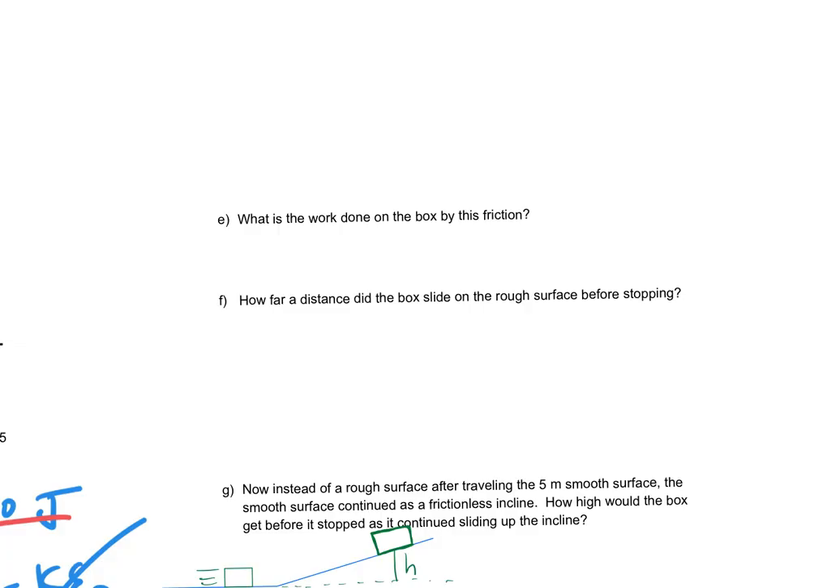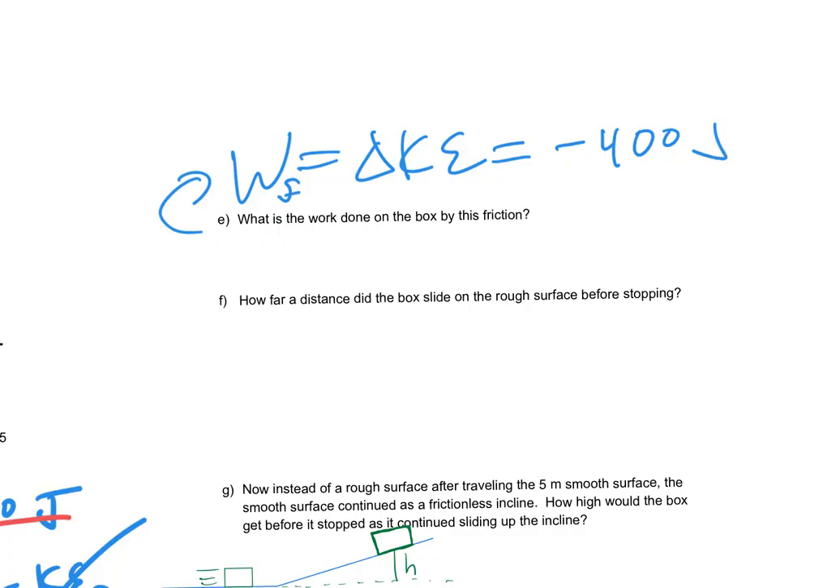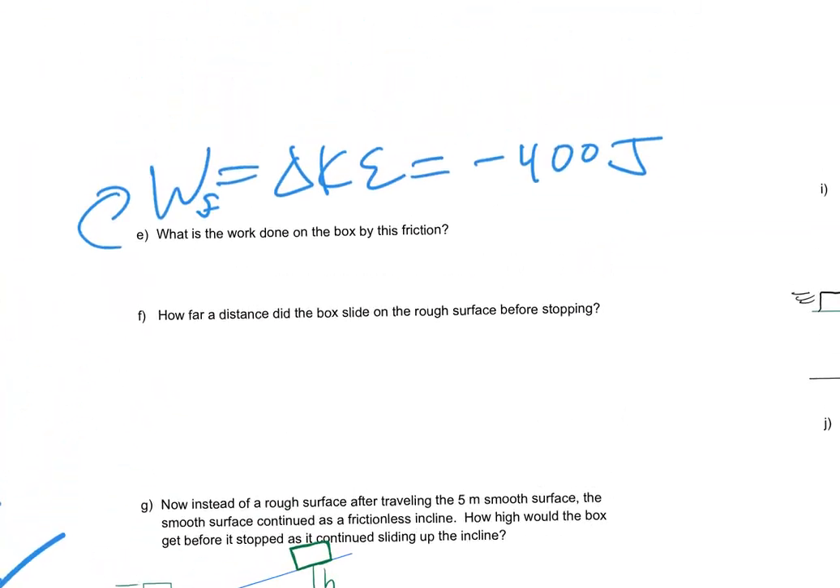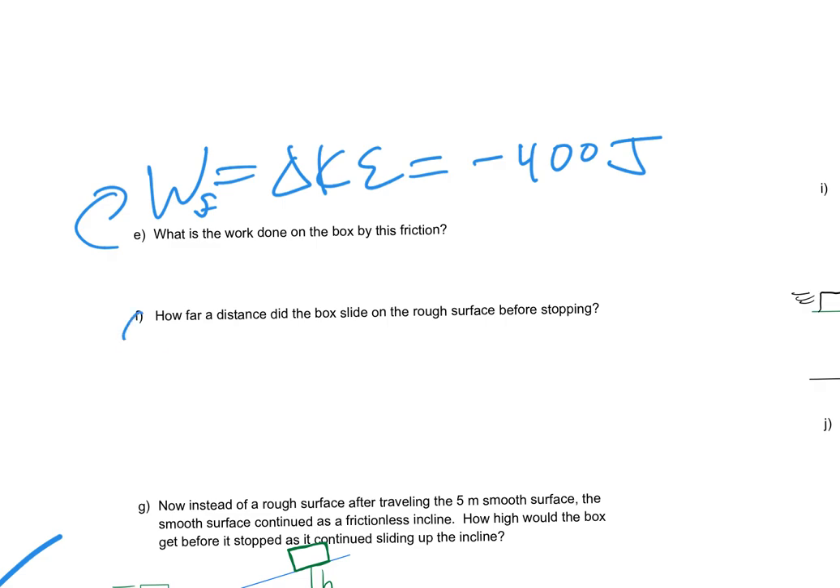Well, work. Okay, you just found change in KE, right? So what kind of work is it? Frictional work. So work done on the box by friction is what I just found: negative 400 joules. That's what we found down here. How far a distance does the box slide on the rough surface?